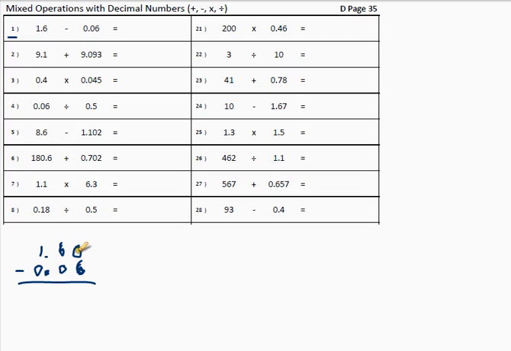Okay, can we take 6 from 0? No, we cannot. We have to borrow from the 6 and we get a 5. Then we get a 10 here, and we can take 6 from 10, we get a 4. 5 take away 0 is 5. We line up the point, and 1 take away 0 is 1. So my answer there is 1.54.